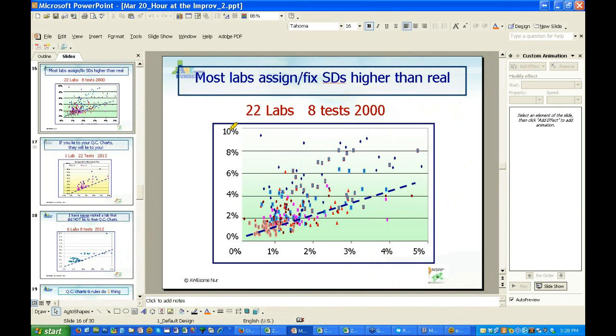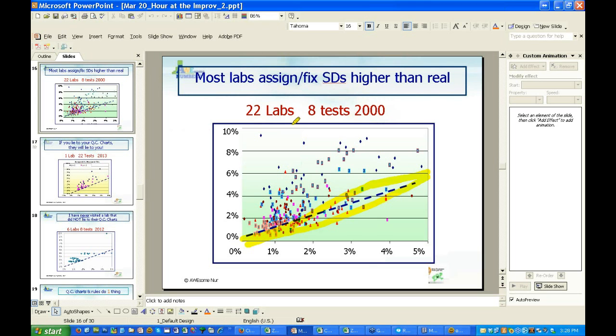All these bad habits have just slipped in over the years, and they've become the norm. Ever since we got computers and people had the ability to just change that SD and make the world change, they started messing with it because they didn't really realize what it was. Every lab I've ever been into, they do not assign their actual SD on the QC charts.